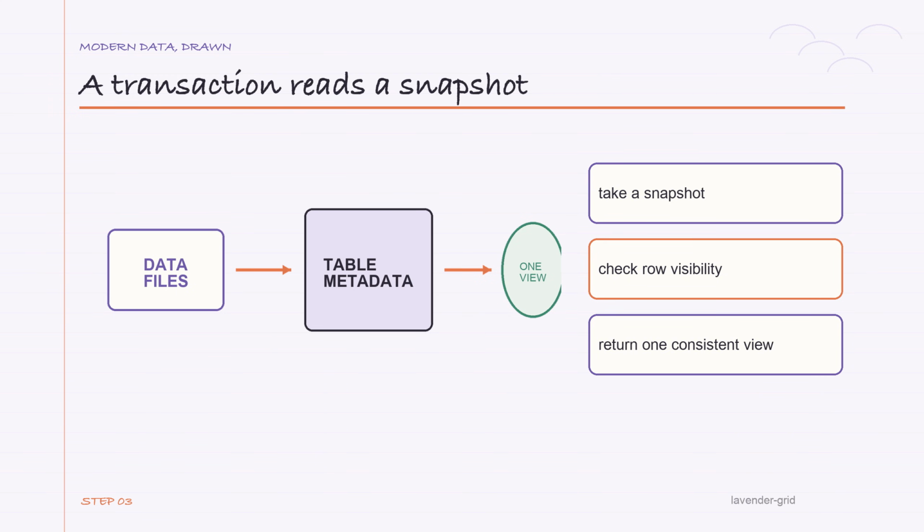Read the drawing from one idea to the next. Take a snapshot, then check row visibility, then return one consistent view.